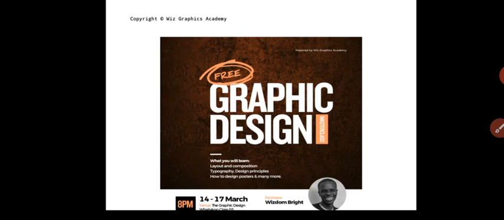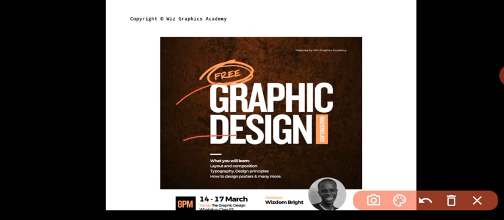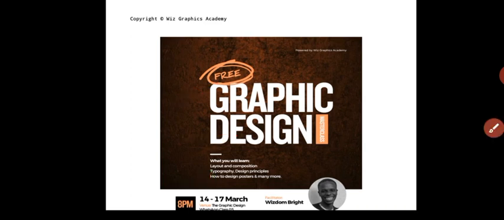Now, if you watch, there was repetition in this design: repetition of colors, repetition of fonts. There were three fonts used here: the one for the free, the one for the graphic design, and the one for the things you will learn. So these are the three fonts used. The date is the same font as this one, so don't confuse yourself. They are both the same thing.